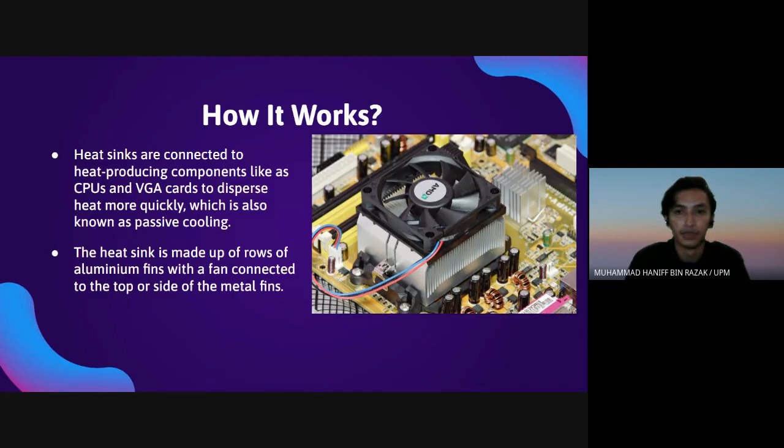We are focusing on the heatsink, which is connected to the heat producing component like the CPU or VGA card. Heatsinks are used to disperse heat more quickly, and this is also known as passive cooling in cooling the system. A heatsink is usually made up of aluminum fins with a fan connected to the top or side of the metal fins.